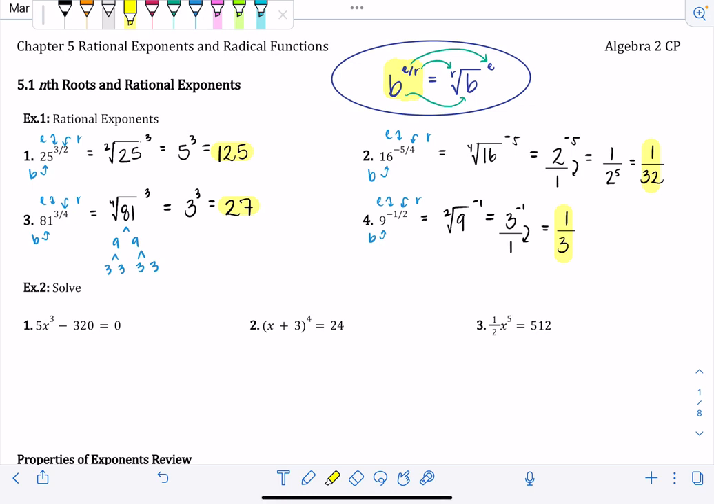Okay, example 2, we're just solving, so with different types of roots. For these problems, they work pretty much the same way as solving with square roots. It's just we'll use different types of roots as opposed to only a square root to solve them.